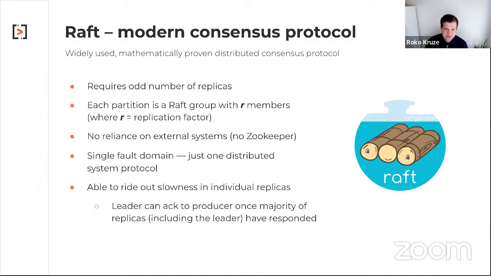Single fault domain, since we aren't relying upon anything else externally. Also, the leader only has to send out updates to all of the replicas and only has to wait for a majority to come back before it responds. So it can actually write out slowness in individual replicas within the system.